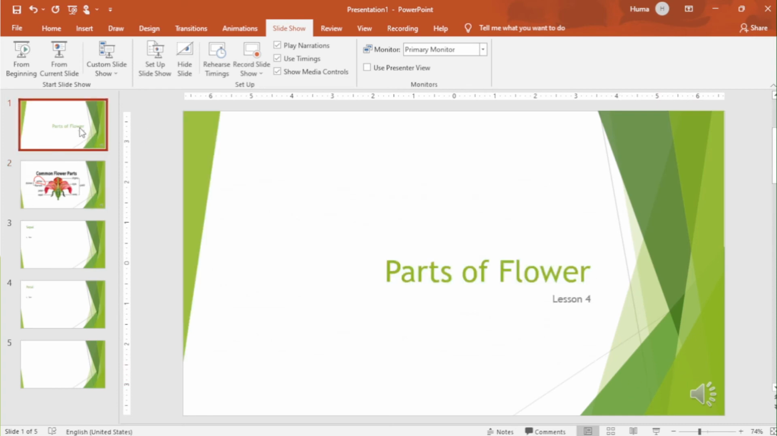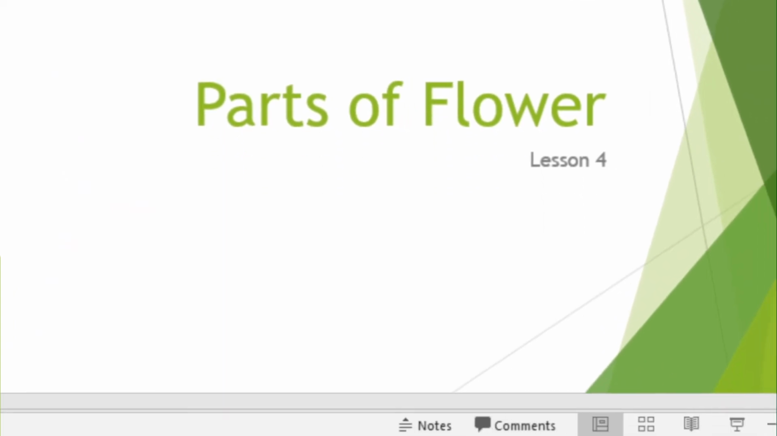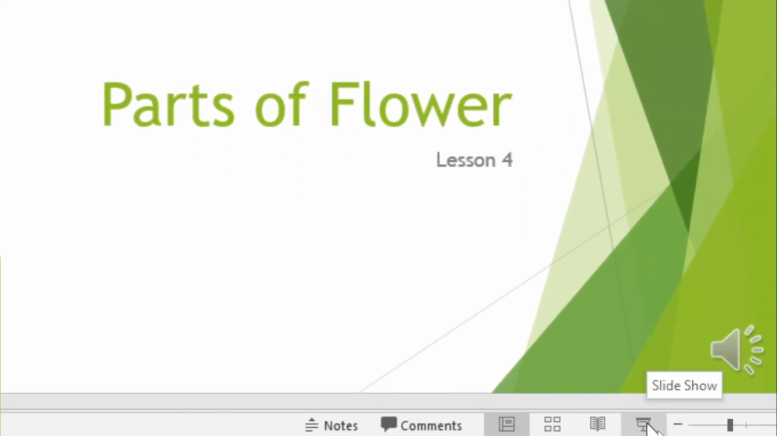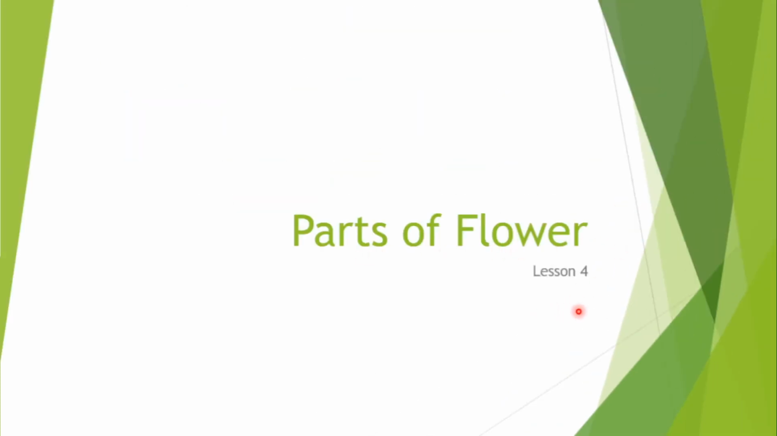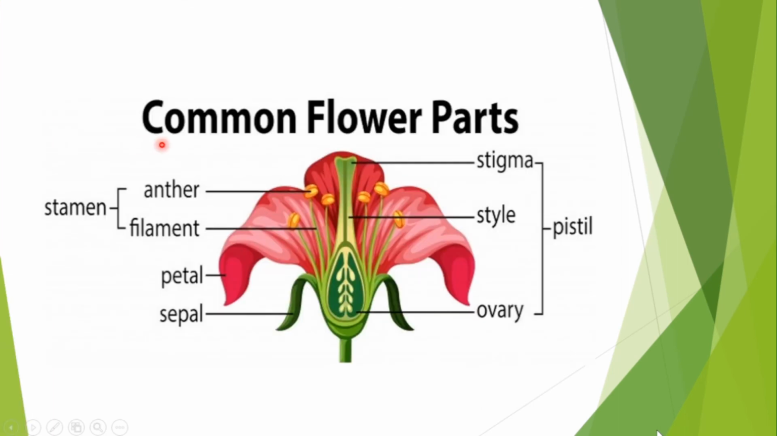Let me show you how it works. Again I'm going to show you the close-up. Down here on the status bar you will see this slideshow. Just click it. Today's lesson is parts of flower, lesson number 4. So come on students, you have to open chapter number 4, parts of flower. Then I'm going to, come on, let's have a closer view at common parts of flower.